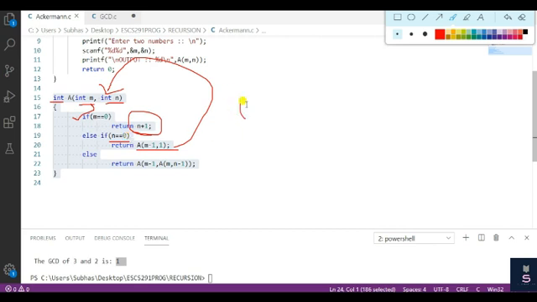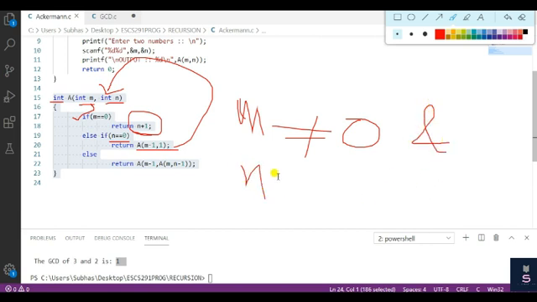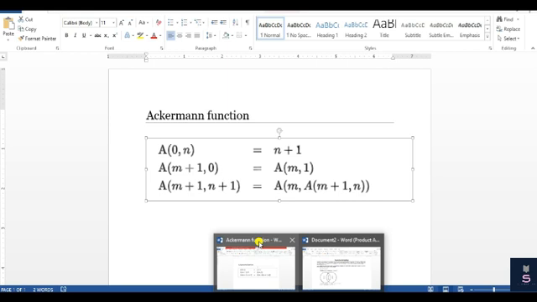we can write like this: if m not equal to 0 and n not equal to 0, then we can apply this formula. The third condition: a of m minus 1 comma a of m comma n minus 1. So you can compare this one, the third formula. You can do that.